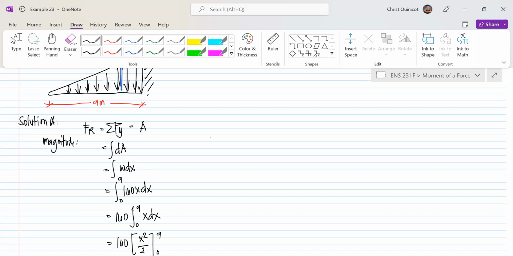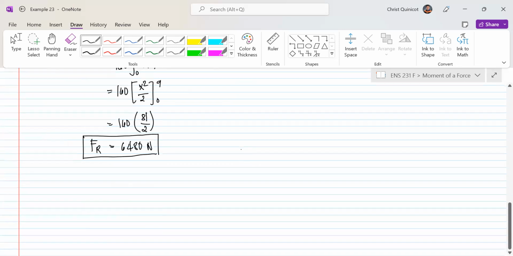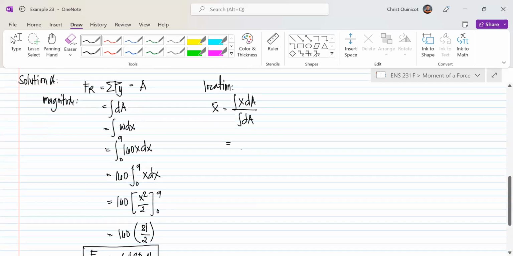Okay, we have location. So this is x bar, which is equal to the integral of x dA over the integral of dA. And we have calculated dA already. So this becomes, dA is 6,480, right?